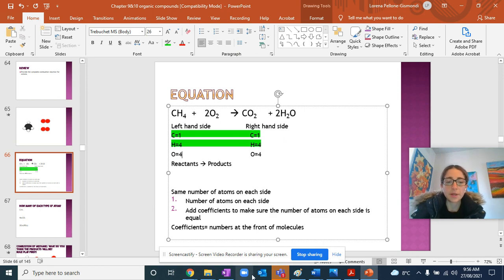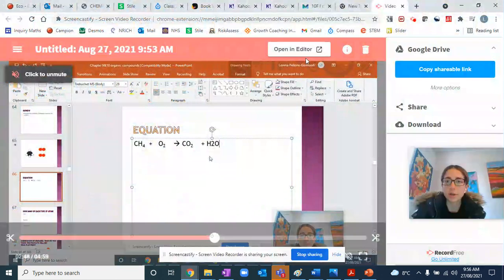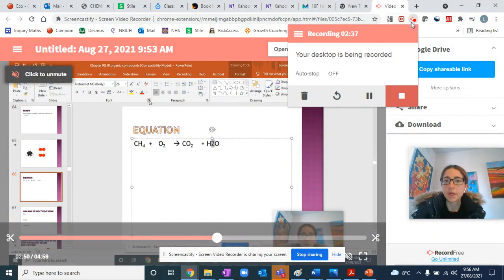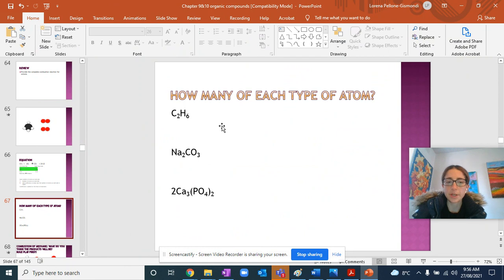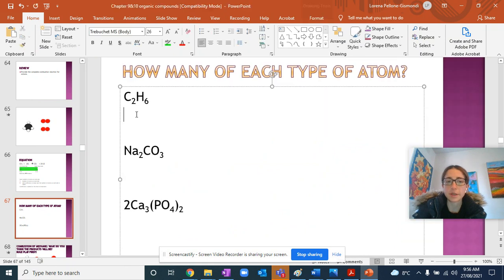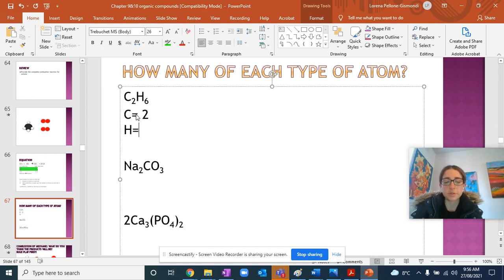The other thing that you might see is you might struggle with working out how many atoms are on each side. So I've got this as just a couple of examples. Here we've got carbon, there are 2 of those, and hydrogen, there are 6. So just remember the subscript after the atom tells you how many there are.